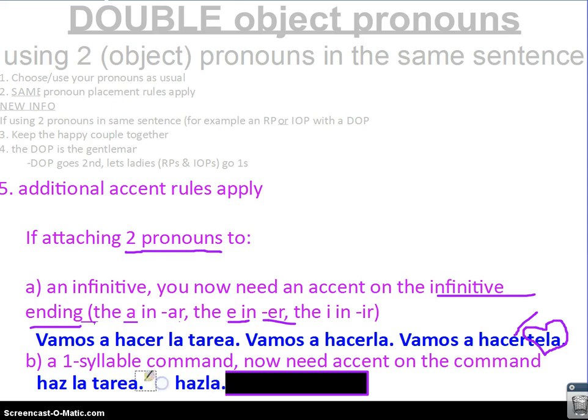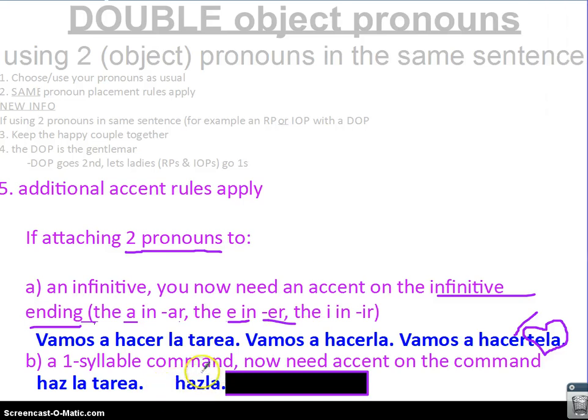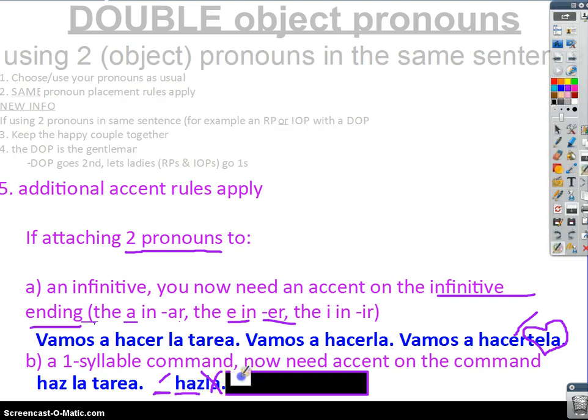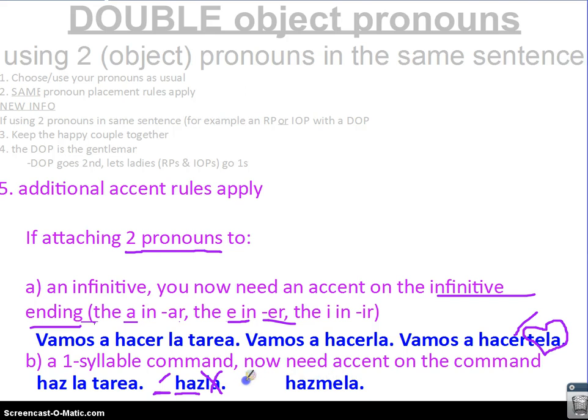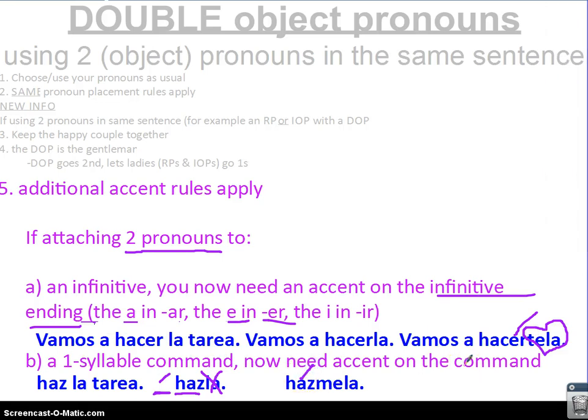Where do you put pronouns in relationship to an affirmative command? Attached at the end, hazla. And you guys know the rule would be to put an accent on the penultimate syllable, not counting the pronoun. So I wouldn't count la, but haz is one syllable. I would need another syllable here in order to put an accent anywhere. It would go here, but there's not enough syllables. But if I added another pronoun and said, do it for me, I've now attached two pronouns to a one-syllable command, so I now need an accent on the command. Which part is the command? Haz. So those are additional rules if you're attaching two pronouns.